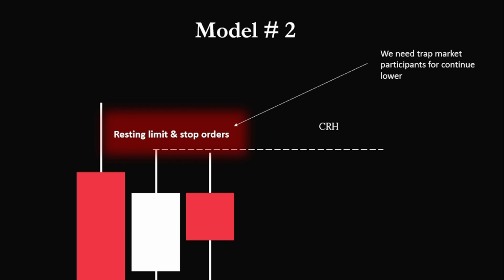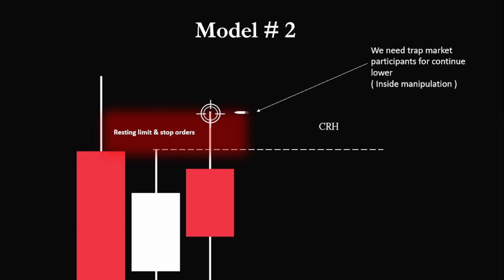After the manipulation, before the market moves in the opposite direction, in the smaller time frame more limit orders or stop orders are accumulating. So what the market algorithm does is manipulate a little more before going into the reversal. We need to trap the market participants into continuing lower after the manipulation candle. This one is our last manipulation candle, which took the candle high or candle highs after the manipulation candle. So it's the clean reversal model.